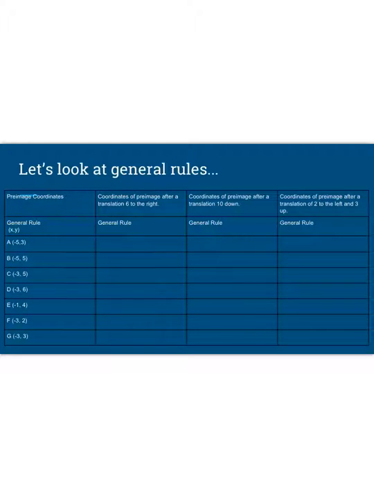So here's the table that I gave you for your interactive math notebook, and you're going to see that I have my pre-image coordinates right here in our first column, and their general rules are just x, y. In this column, I know what I want to translate by. So it says I want to translate 6 to the right.